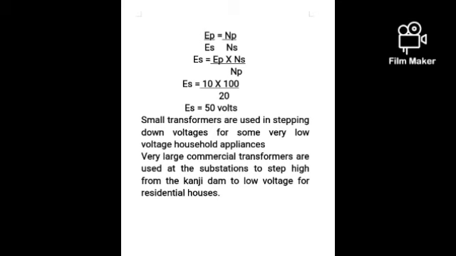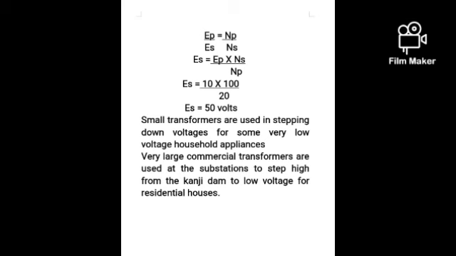EP times NS over NP. Our EP is 10 and NS is 100, then NP is given to be 20. So your final answer is equal to 50 volts. So the voltage in the secondary side is 50 volts. If you look at this, what type of transformer is this? It is step up, because why? The EP is 10 and the ES is 50. You have stepped up the voltage value higher.